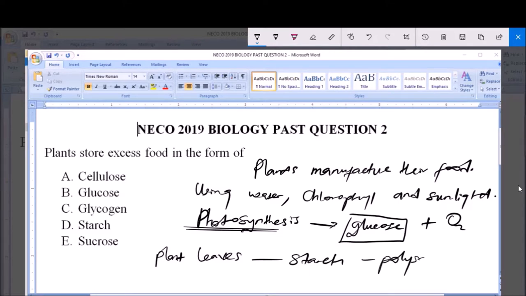So therefore, plant food is actually stored in starch form, which is a polysaccharide. And that is option D. Now glycogen is stored in animals, not plants, so it is not correct. And glucose is the food produced, but the question says plants store excess food in the form of starch. So starch is the correct answer to this question, which is option D.